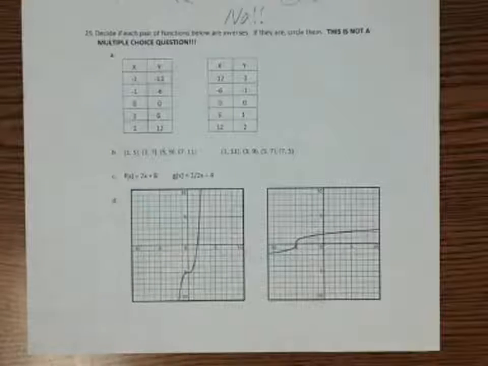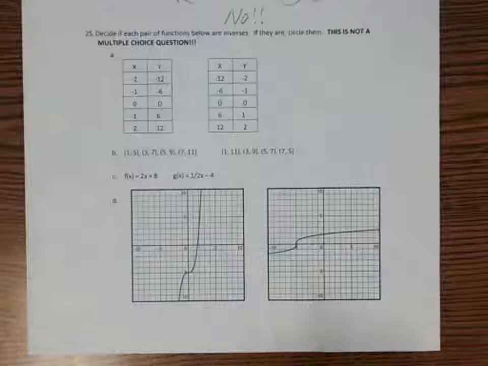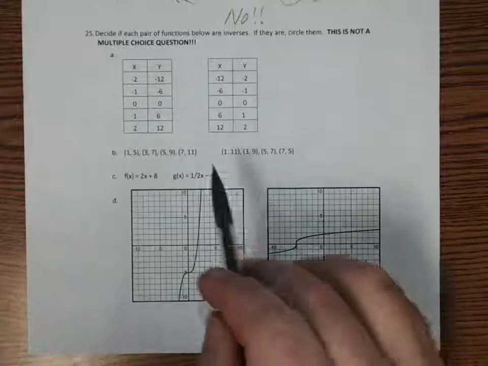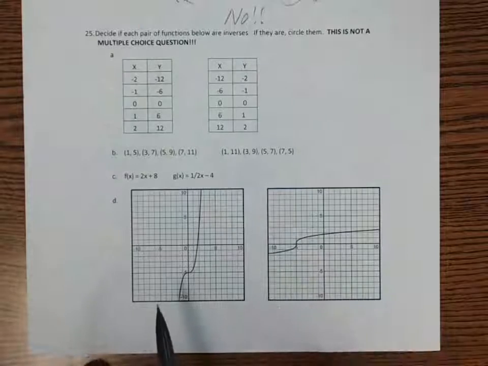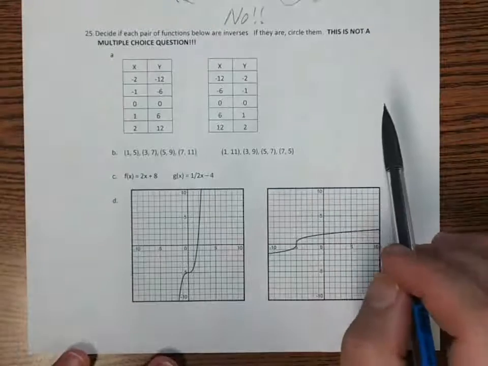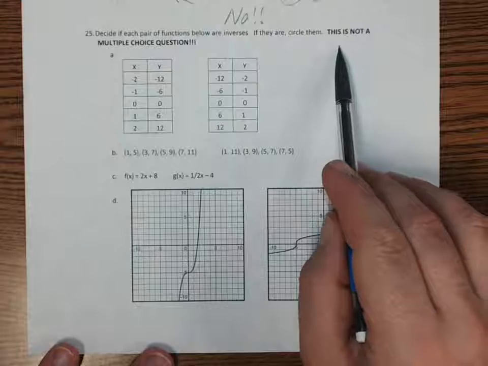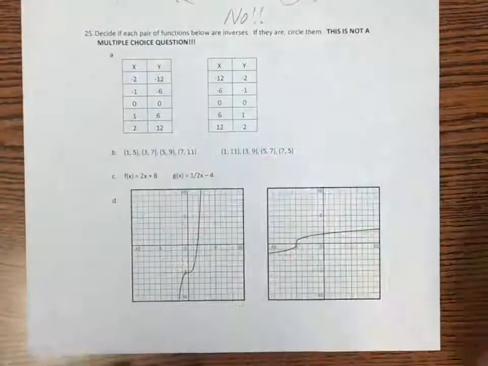All right, number 25 on the Unit 8A example set. This is the last question of the set. Yay! So we're supposed to decide if each pair of functions below are inverses. If they are, we're going to circle them. Very important. This is not a multiple choice question.